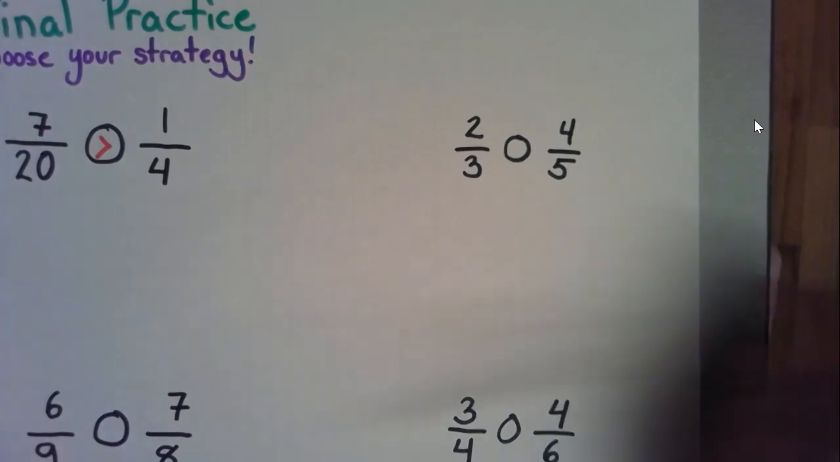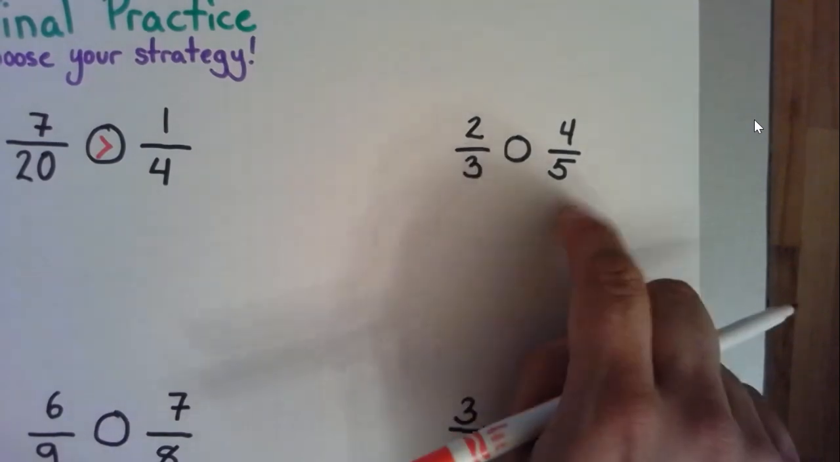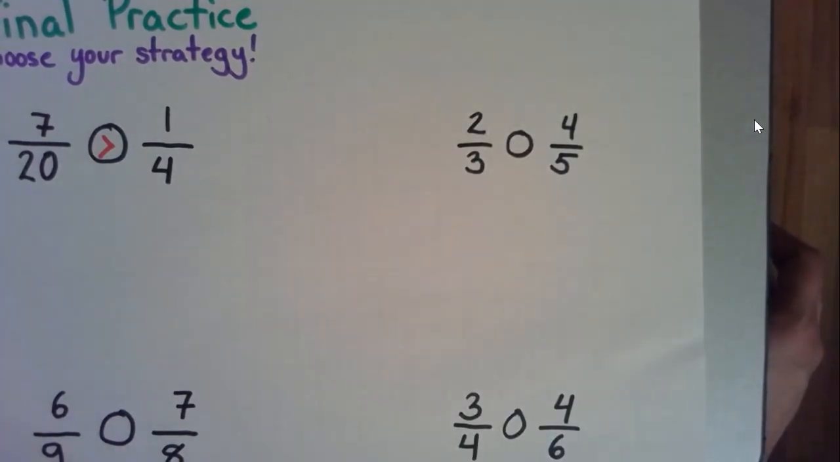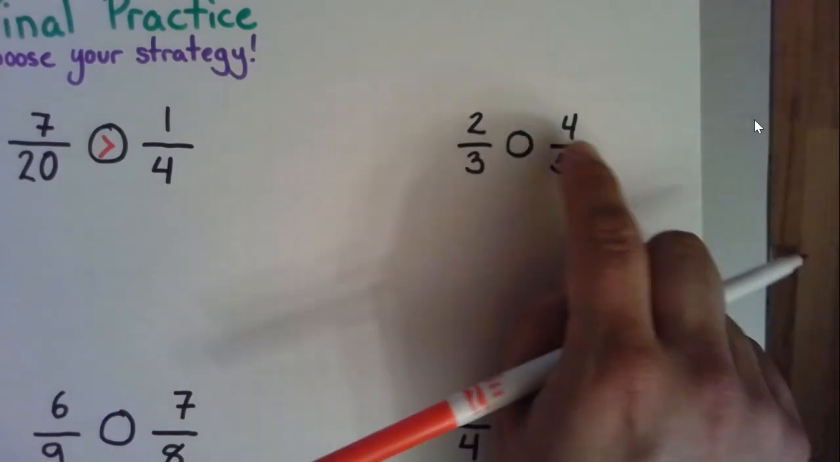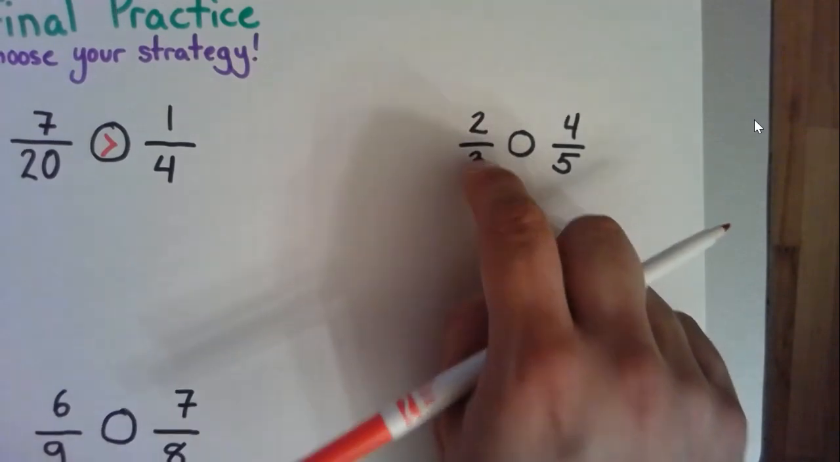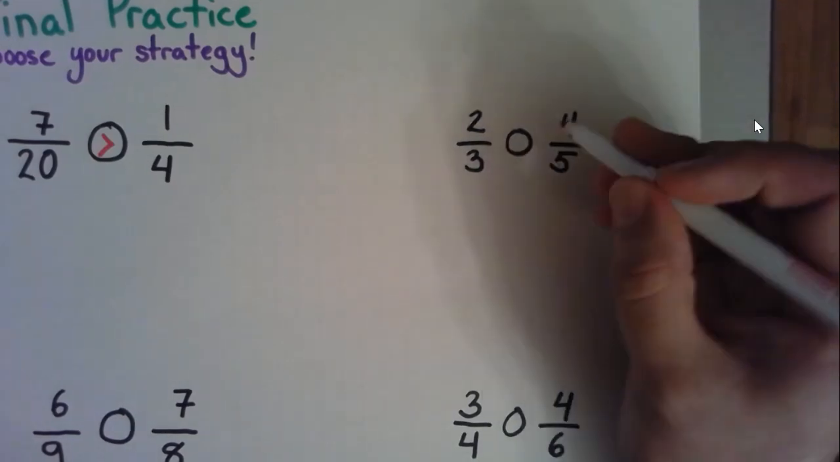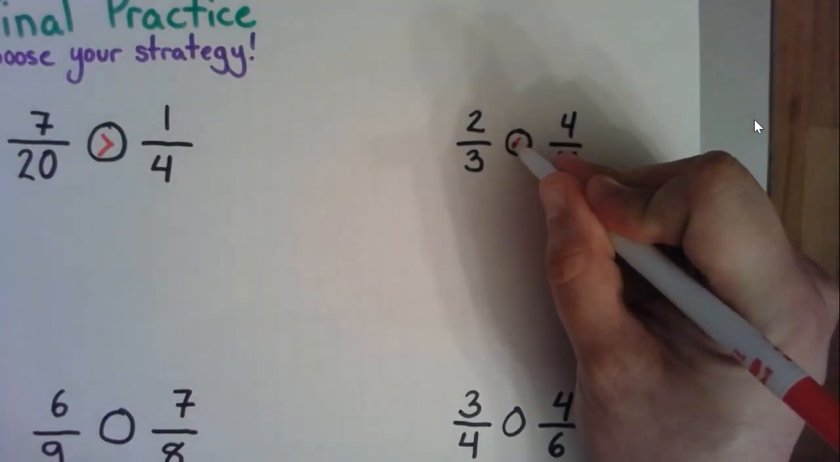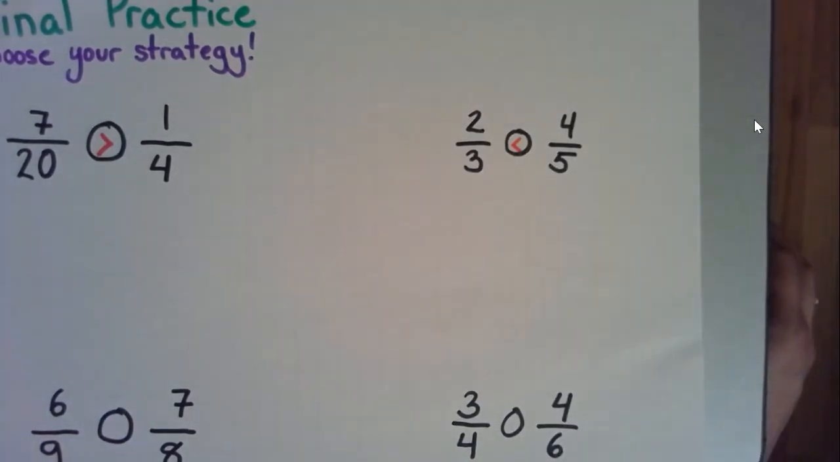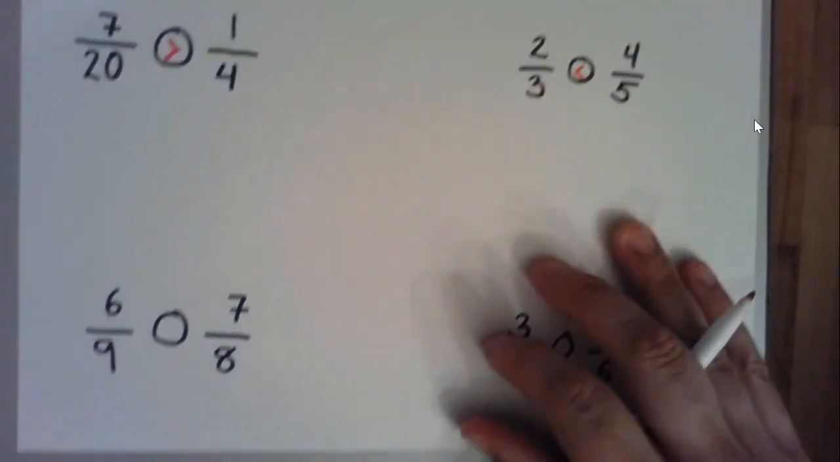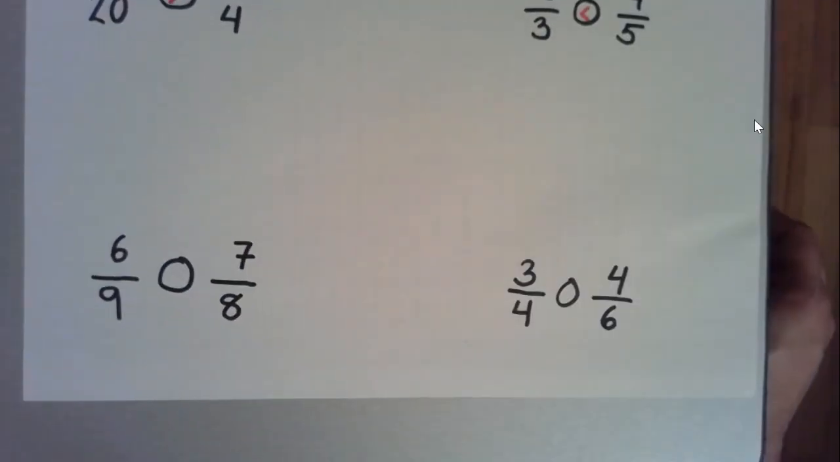Same situation here. I easily could have made common denominators with 3 and 5. I could have turned them into 15ths to compare them. Or I could have done common numerators, and I could have turned 2/3 into 4/6. No matter which of those strategies you tried, whether it's common numerators or common denominators, hopefully you found that 2/3 is less than 4/5. Let's go on to our next one here.